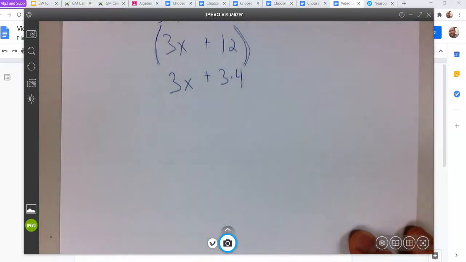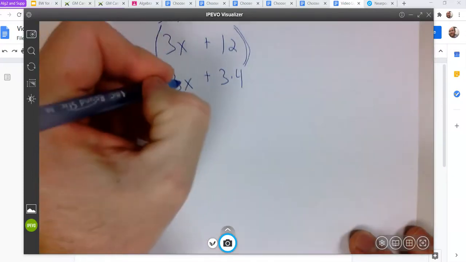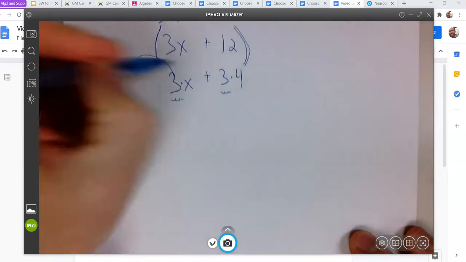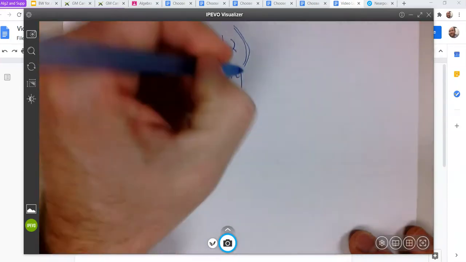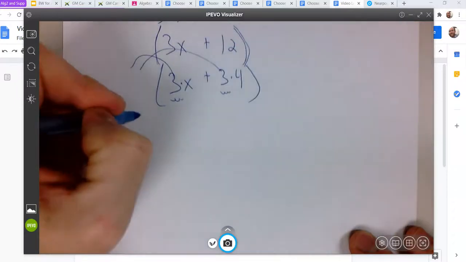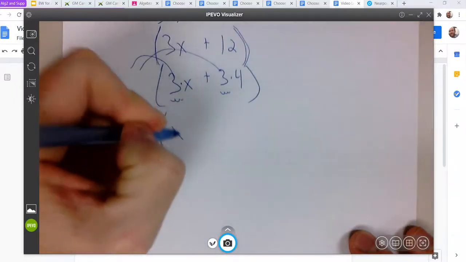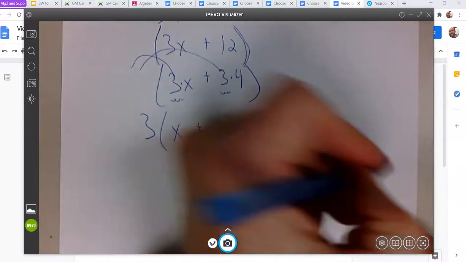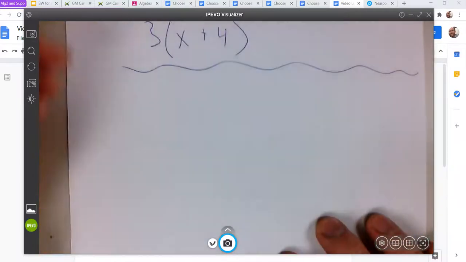And then we can just say, oh, what's there twice? What did they both have? Well, they both have this 3. So that's the 3 that I'm going to pull out to the outside of these parentheses. So that 3 comes on the outside. The x plus 4 remain on the inside. That's factoring. Okay? Let's try another one for you guys.